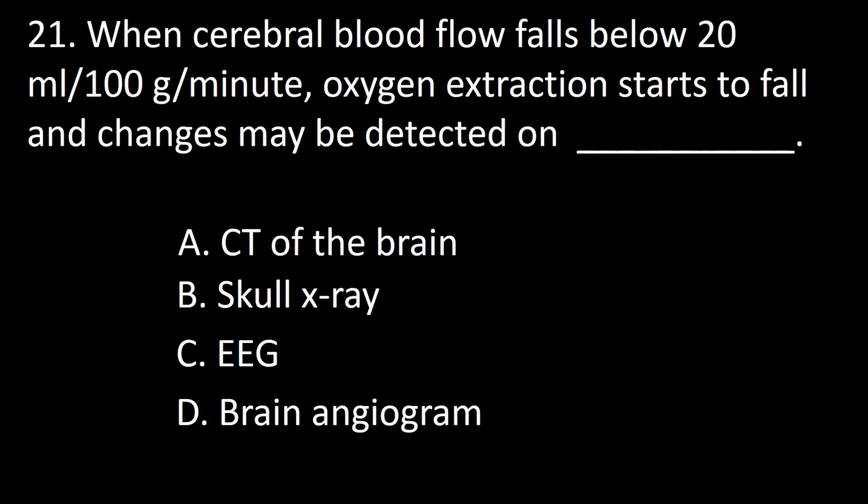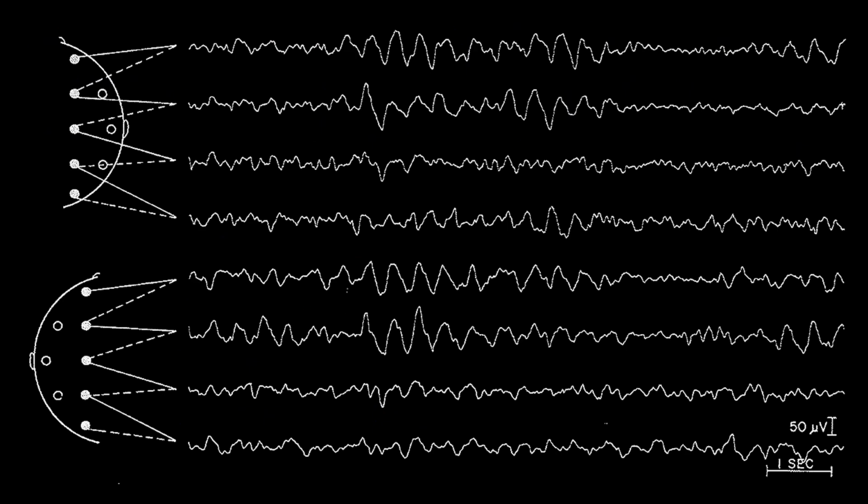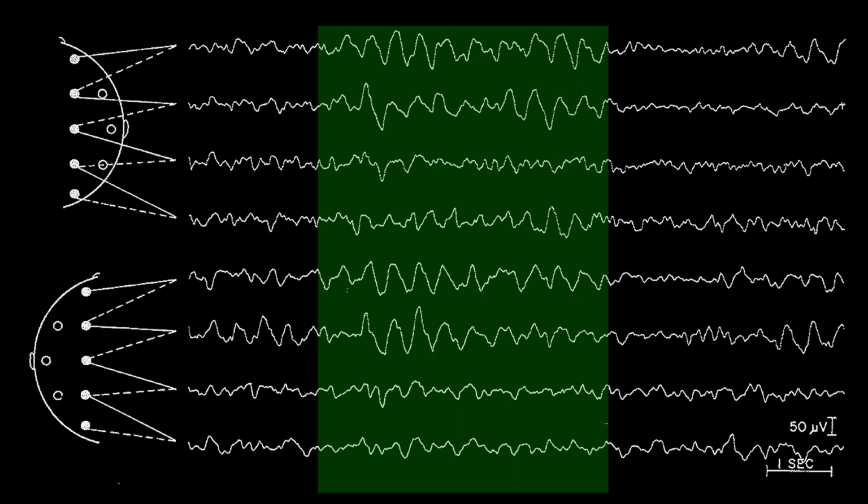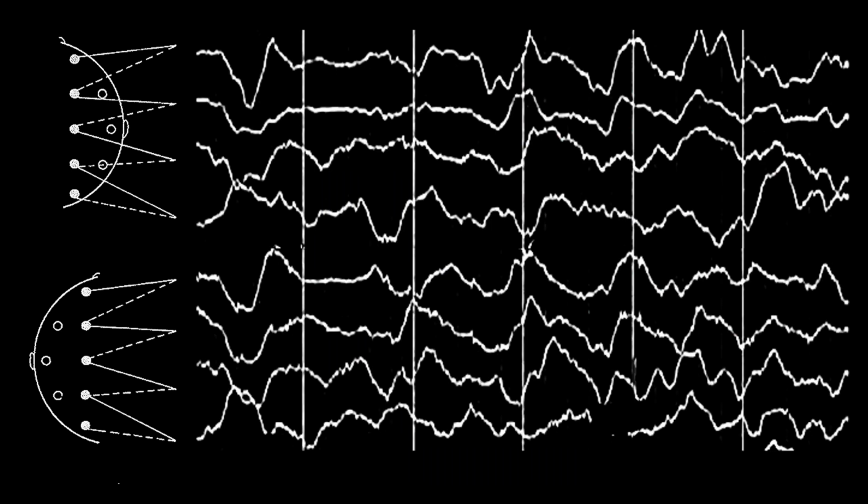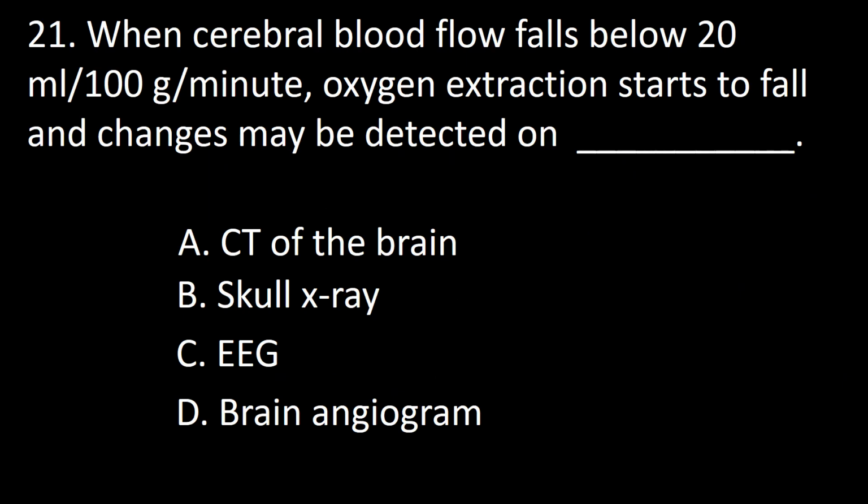Next question. When cerebral blood flow falls below 20 ml per 100 gram per minute, oxygen extraction starts to fall and changes may be detected on A. CT of the brain, B. Skull X-ray, C. EEG, D. brain angiogram. EEG is a practical tool to detect a drop in cerebral blood flow. Reduced cerebral blood flow manifests by slowing. As you can see here, the slowing is first intermittent, later continuous. So the answer to this question is C.